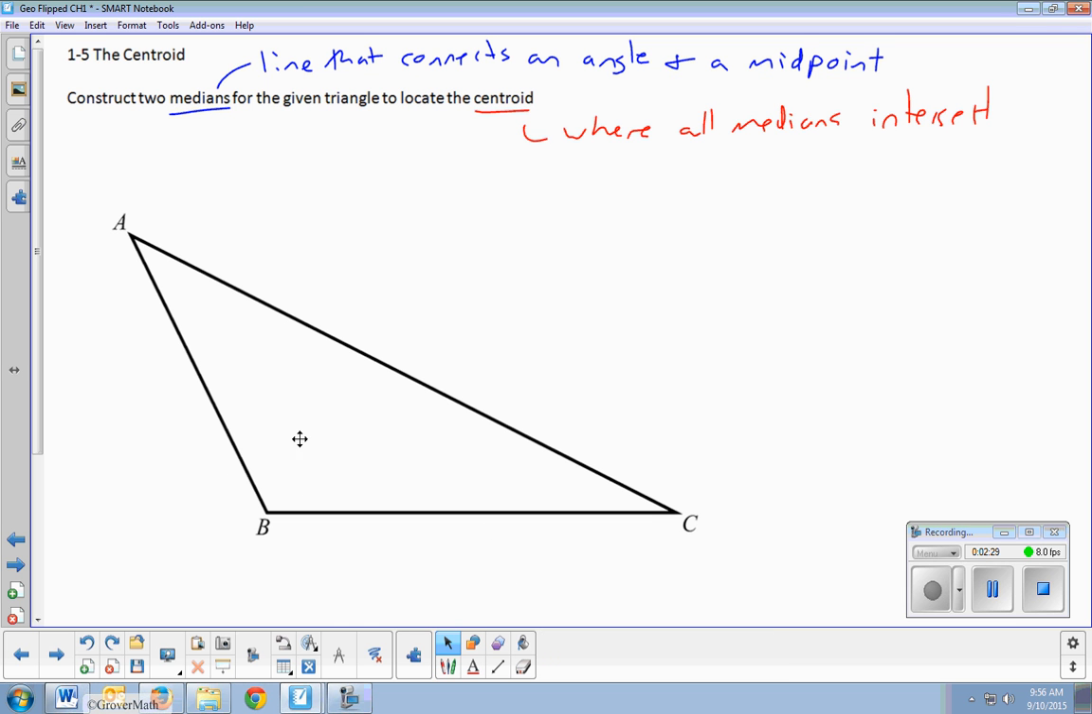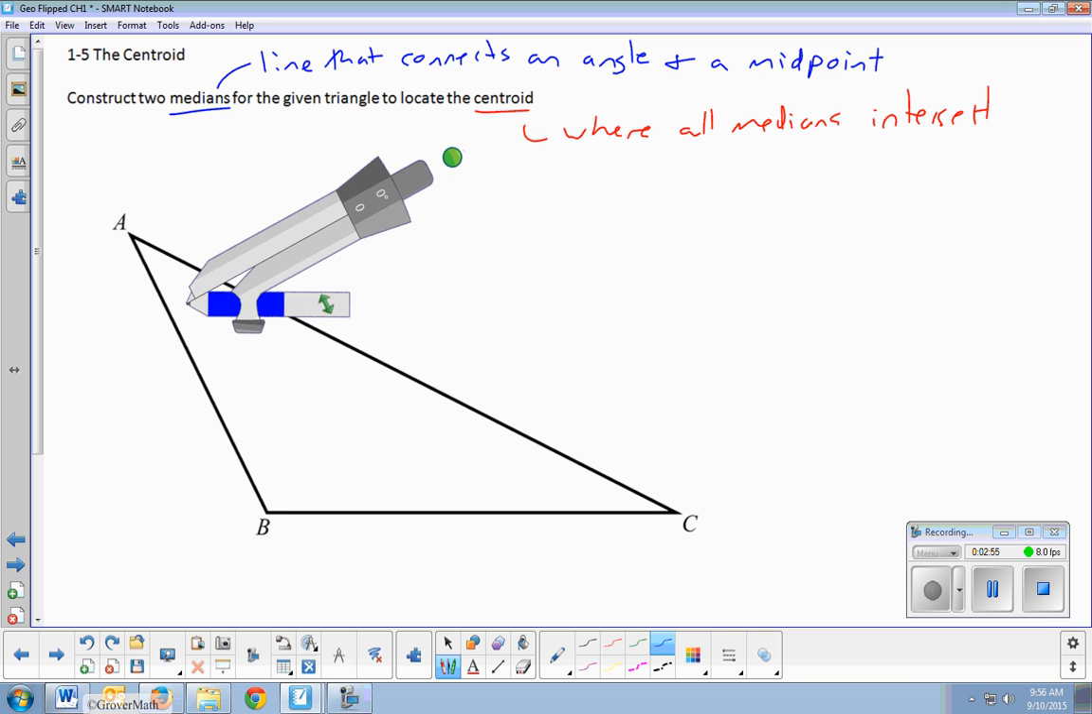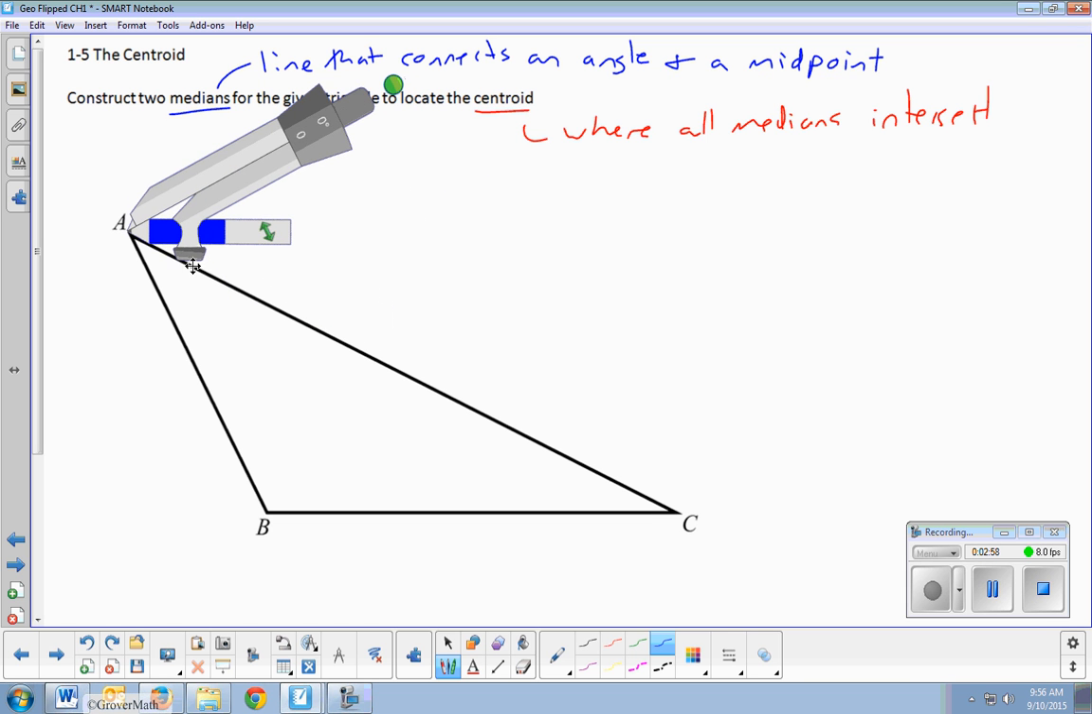All right, so first we got to find a midpoint. So let's find the midpoint of AB, the one we were kind of working with first here. How do we find the midpoint of AB? We've talked about midpoints a little bit. Well, we find the midpoint by doing a perpendicular bisector construction. We don't really care about the perpendicular part, but we care about the bisect, because if we bisect line AB, we're going to find the middle of it, because bisectors cross at midpoints.